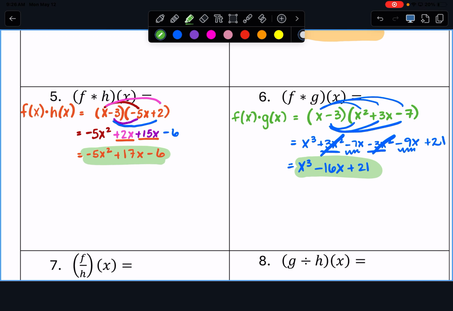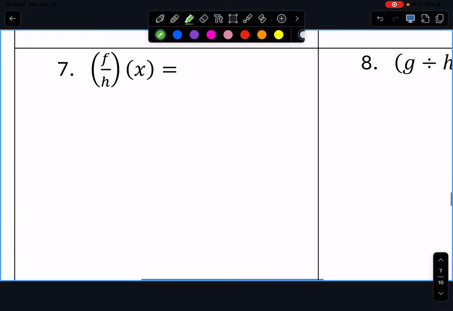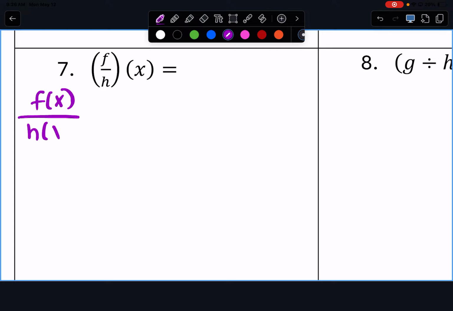All right. The division ones of these are actually my favorite. By far, they are my favorite. So, number 7. We have f divided by h of x. So that means we need to do f of x divided by h of x. What is f of x? X minus 3.